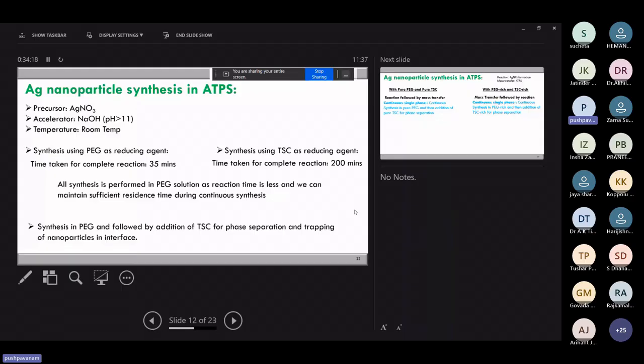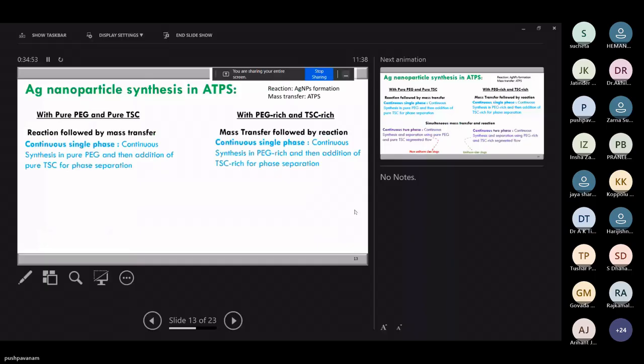And what we want to do is synthesize the product in PEG, and then form the two-phase mixture by adding trisodium citrate for phase separation and trapping the particles. So this is something which I want to talk about. See, the silver nanoparticles that we are synthesizing can be in the bulk. So what we want to do is see if I can recover the silver nanoparticles. I want to trap them at the interface. Okay, so this is something which we want to do, silver nanoparticles in ATPS.